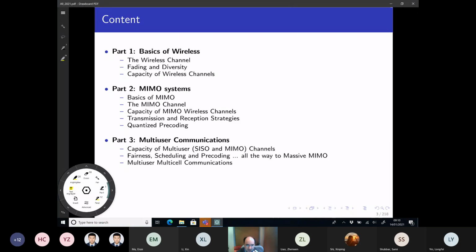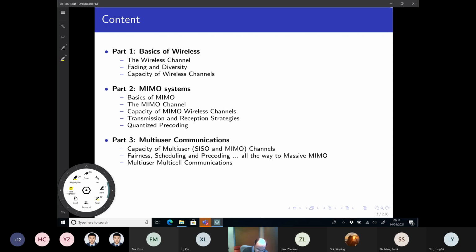And this is really the fundamental building block of modern communication systems. We're going to do this for low-dimensional MIMO systems, so multi-user communication with small MIMO systems, all the way to massive MIMO, where you have a very large number of antennas.